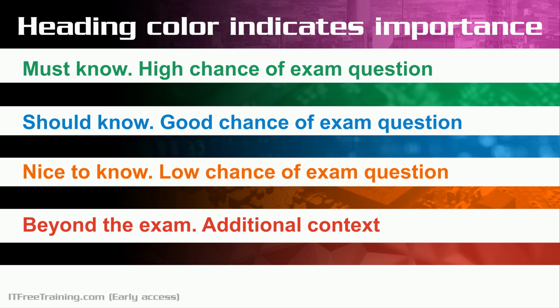Orange means nice to know. There is a low chance of exam questions on this content. This information generally appears in the CompTIA study guide and is included for awareness, but it is unlikely to be tested directly. Red indicates information beyond the exam objectives. This information may or may not appear in the study guide, and is provided to help you better understand the topic. It is very unlikely to appear on the exam, so there is no need to memorize it.